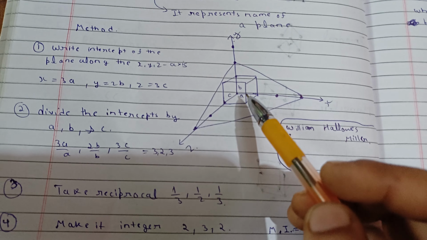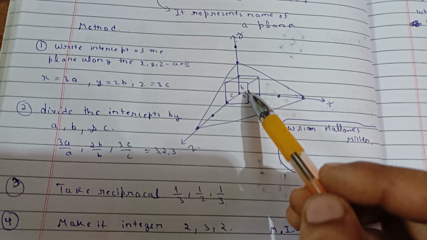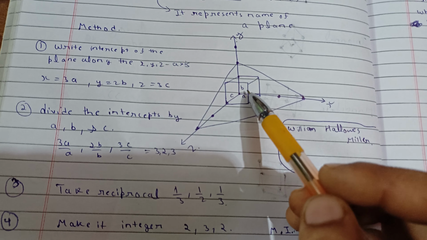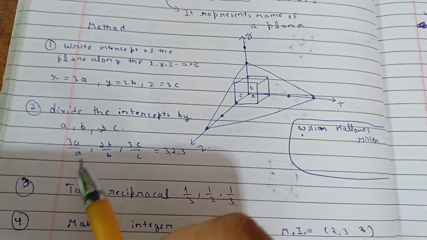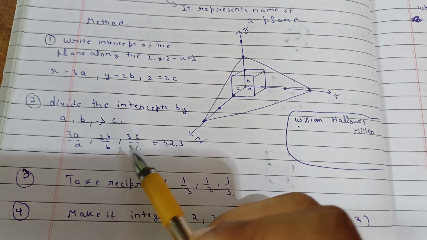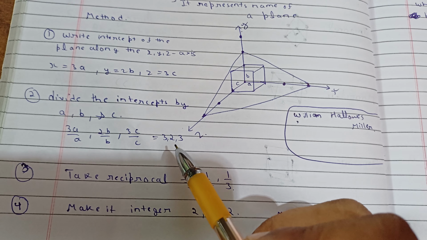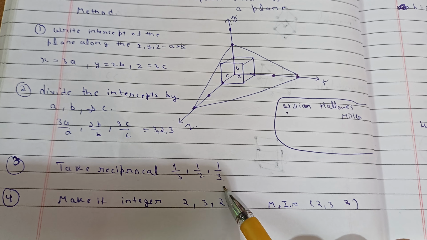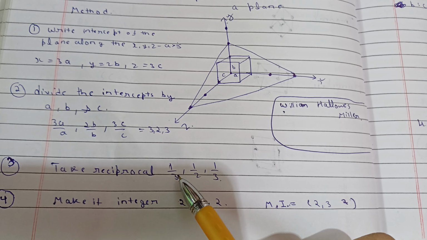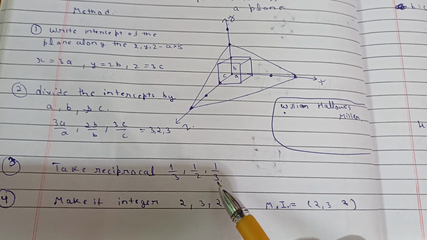Now you have these a, b and c, the lengths, which are the lattice constants for a single unit cell. Divide the x, y, z intercepts by a, b, c, so you get 3, 2, 3. Now take the reciprocal of all three: 1 upon 3, 1 upon 2, 1 by 3. Then you need to make them integers by taking the LCM, which is 6. Multiply by 6 and you will get 2, 3 and 2. So this will be the Miller indices for this plane.